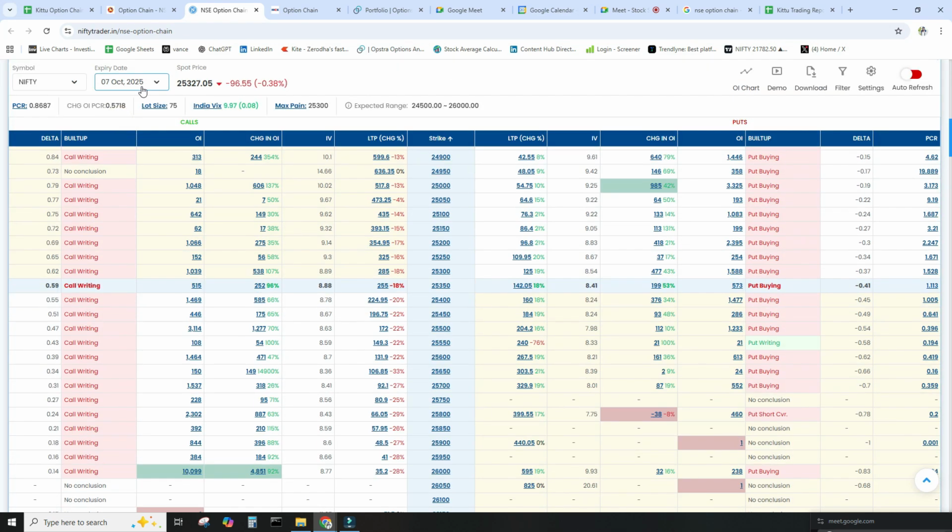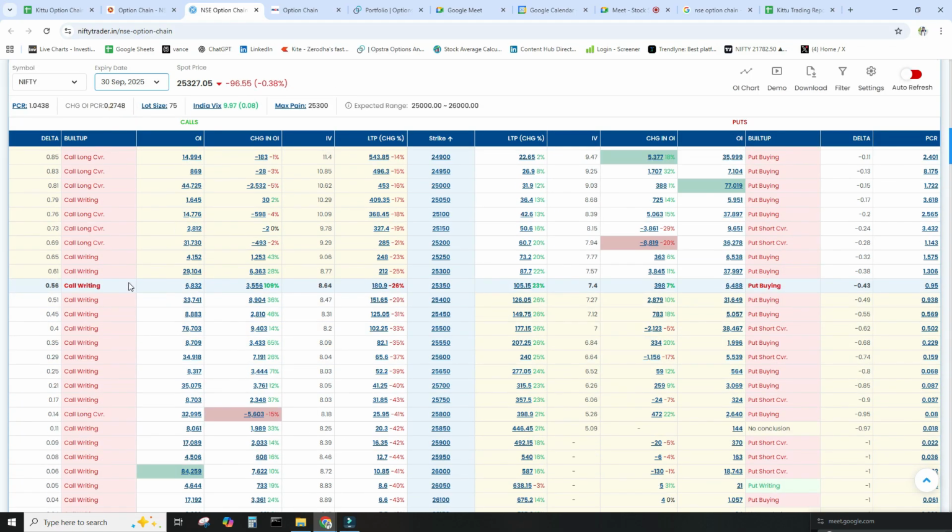Let us go to 30th September. See, a lot of call writing. People are expecting, they might have some idea. Why? Because all the time if we see call writing in options, that means there is so much bearishness in the market. People are straight away selling at the present LTP price. They are expecting one or two in this particular strike price.